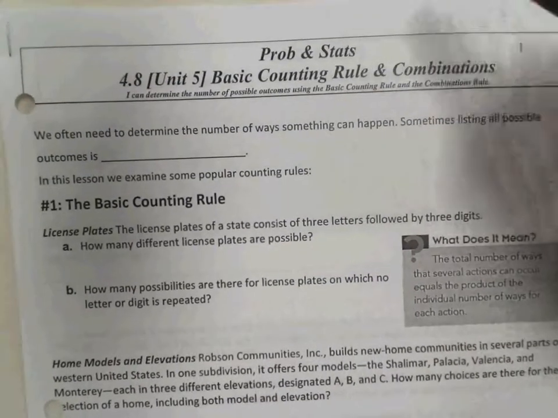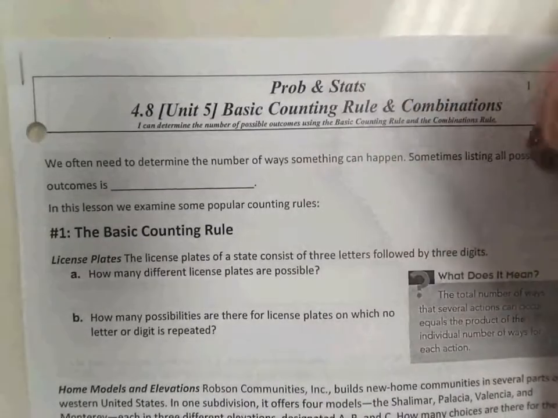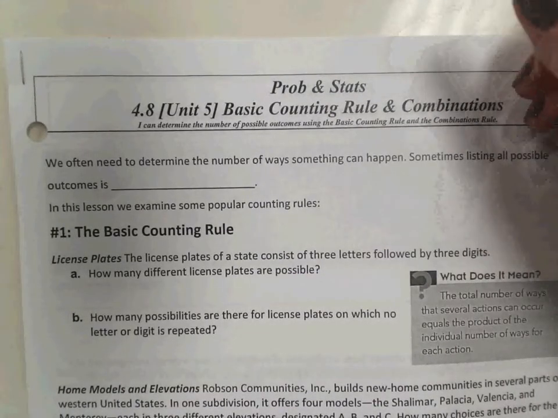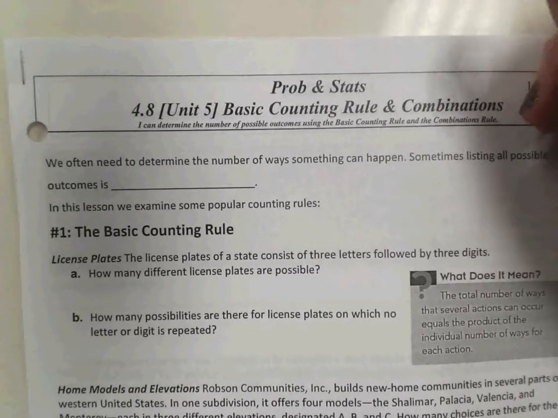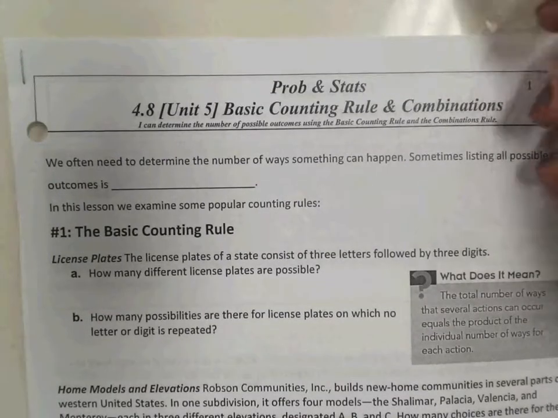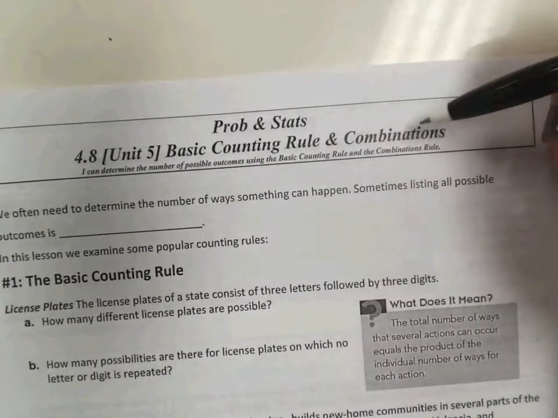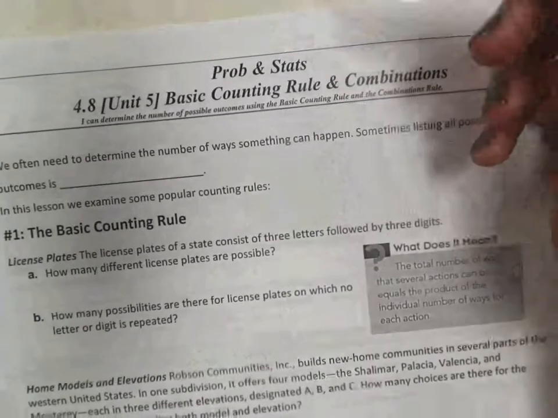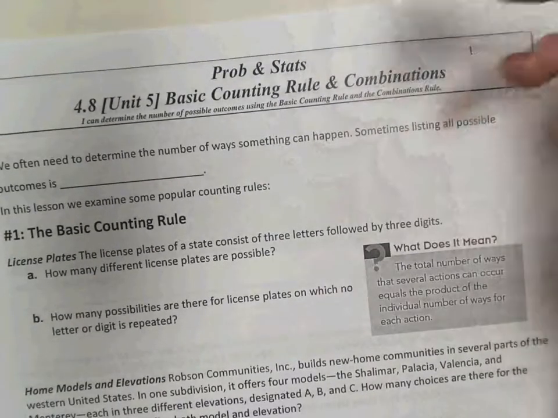So this lesson is 4.8. It's in the textbook, 4.8. It is in Unit 5, and it's all about the basic counting rule and combinations. So we often need to determine the number of ways something can happen.